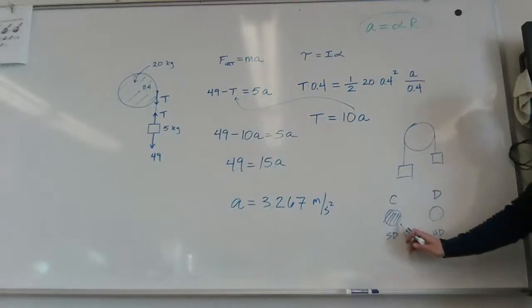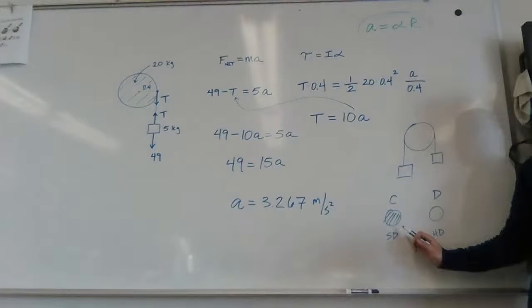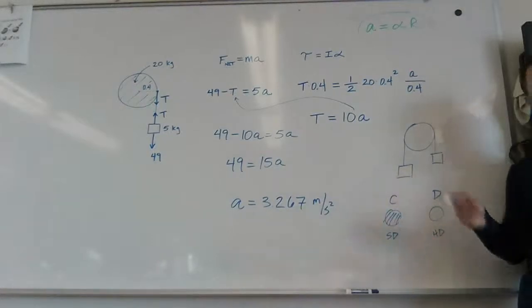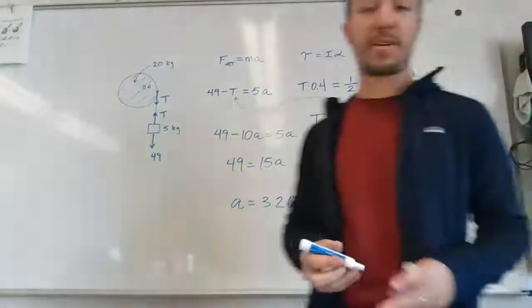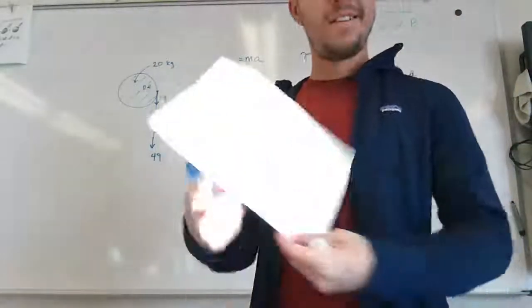Yeah. So this guy has a smaller I value. There's no calculation needed for these questions. It's just, well, this guy has a smaller I value, so therefore he'll rotate more readily, and he'll allow a bigger acceleration. Okay, so when you guys come back from your field trips and whatever, we'll discuss.